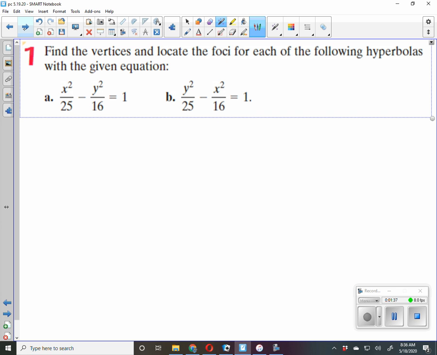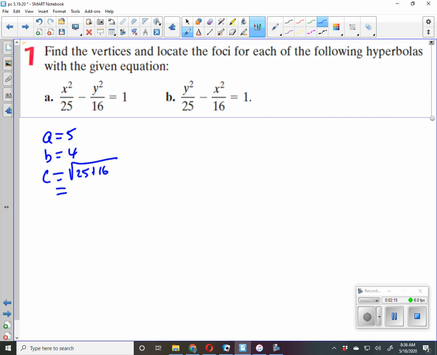All right, so we're going to jump right into this. They said find the vertices and locate the foci for each of the following hyperbolas. Now first of all, what is a hyperbola? Hyperbolas are two parabolas put together, in essence. We know now, because this is a positive x, that a is going to be 5, b is going to be 4, c is equal to the square root of 25 plus 16, or square root of 41.